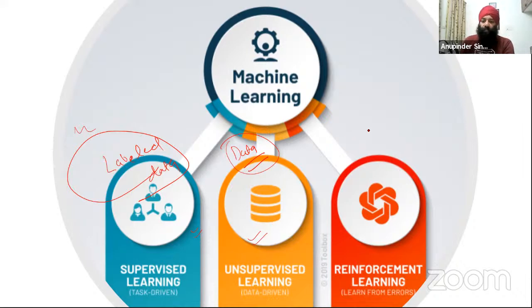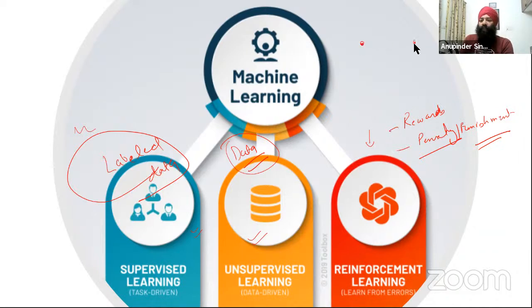Now then comes reinforcement learning. Reinforcement learning doesn't contain any labeled data, right? There may be some data, but there is no basic classification for that particular data. So when you talk about reinforcement learning, you work on the basis of rewards and penalty, or punishment.